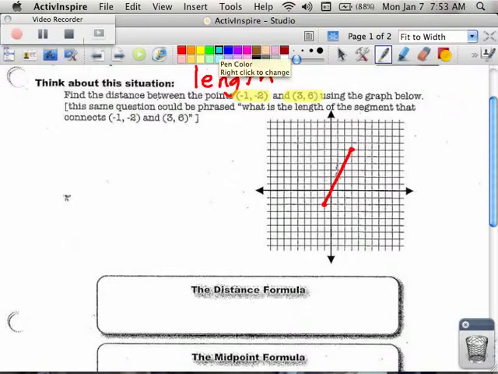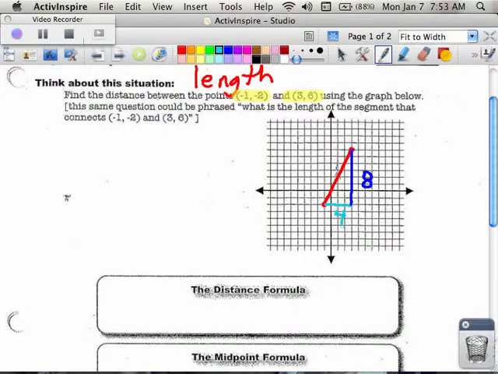So we have one leg that's horizontal, looks like this. One leg that's vertical, looks like this. And we could talk about the lengths of those 2 legs. For example, the vertical leg, we could figure out would be 8 by counting the squares. And the horizontal leg, we could figure out would be 4.